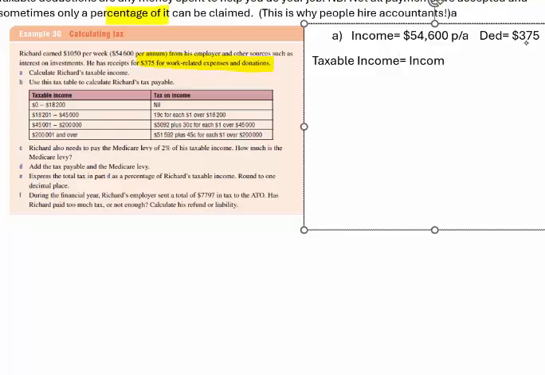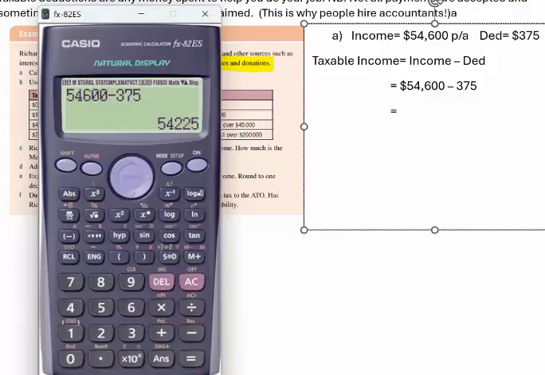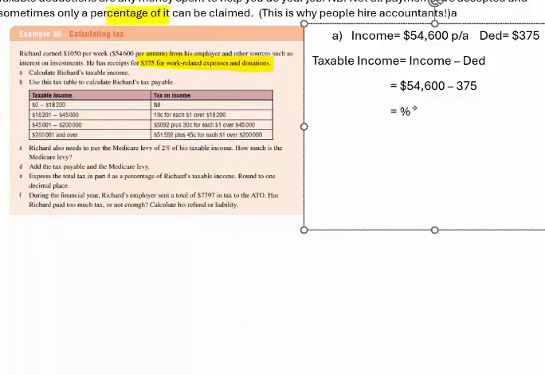So this means his taxable income equals income minus deductions. It's a good idea to actually write it out, because now you're going to show where the numbers came from. So this is $54,600 minus $375. I've just put it in the calculator and it's left us with $54,225. Not percentage, dollars.